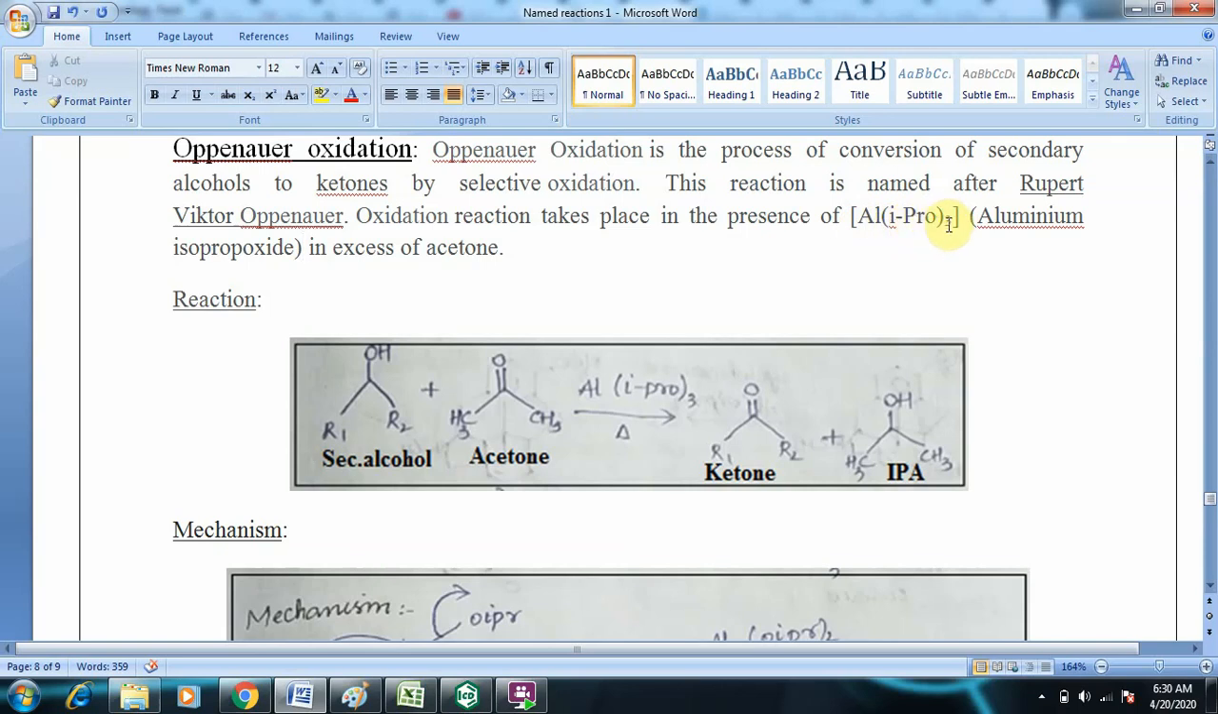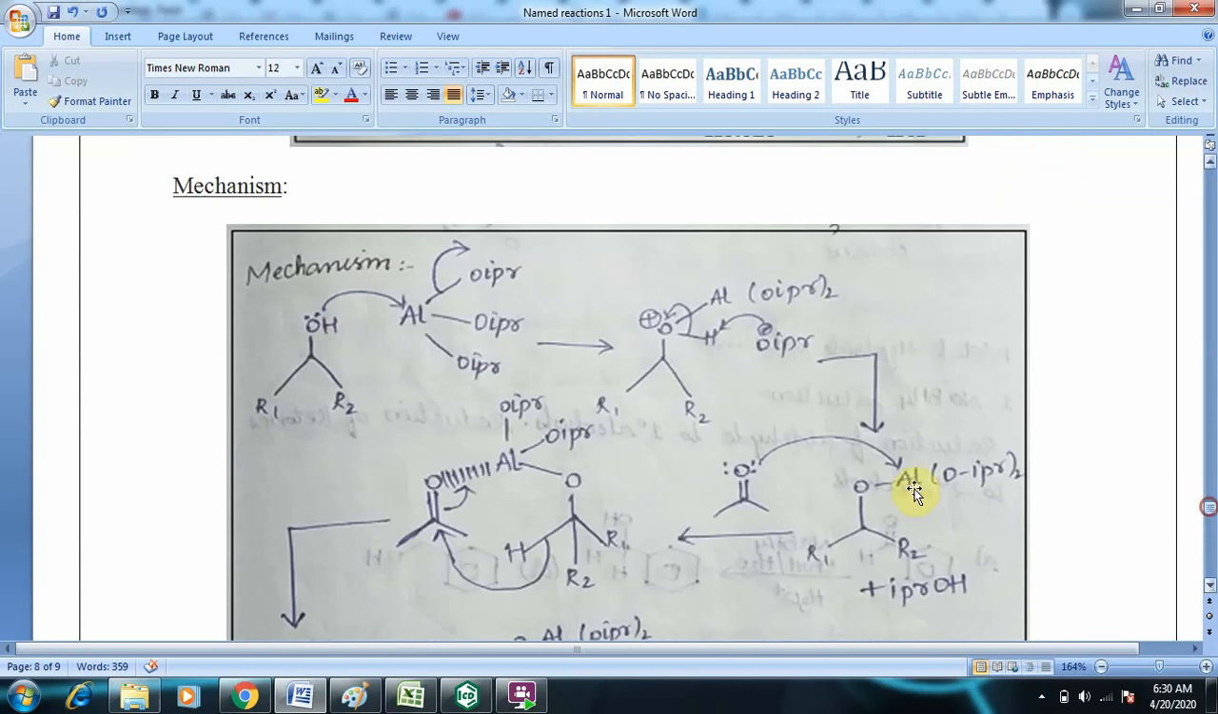Al(OiPr) taken thrice. So we have isopropoxide taken 3 times. So here this is aluminium, with OiPr, taken 3 times. So one isopropoxide will break and go out as an isopropoxide anion. Immediately the lone pair of electrons on the hydroxy group will attack onto the aluminium. So there is a new bond formed between the OH oxygen and aluminium.